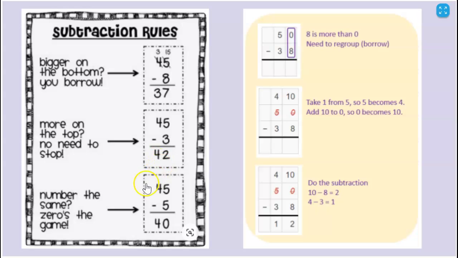The next scenario, number the same, zero's the game. So if you see in your ones row that these numbers are exactly the same, your answer is going to be 0. 5 take away 5 is 0. And then we move on to our 10 spot. 4 minus 0 is 4.